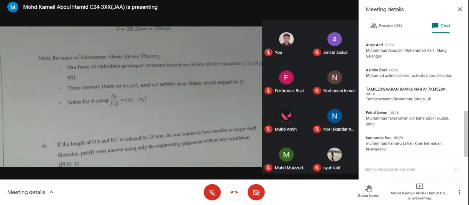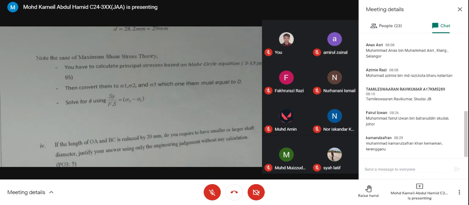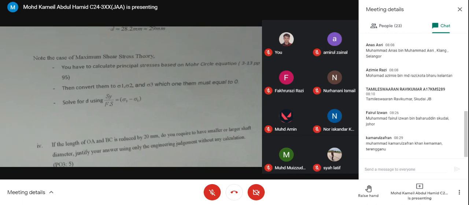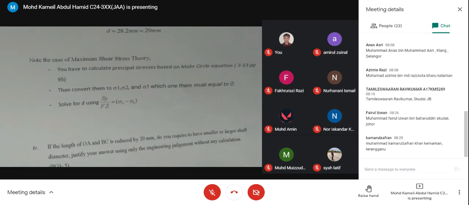Okay, this one, look at the last question. If the length of OA and BC is reduced by 20 mm, do you require to have smaller or larger shaft diameter? Justify your answer using only engineering judgment without any calculation. What do you think? What is your opinion?